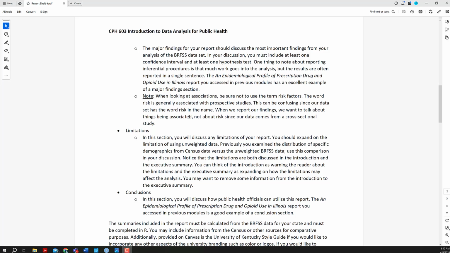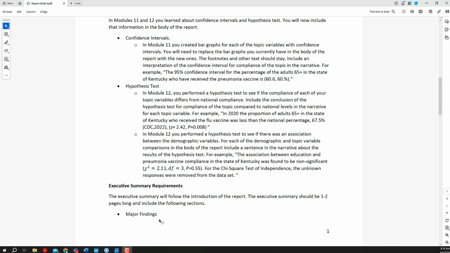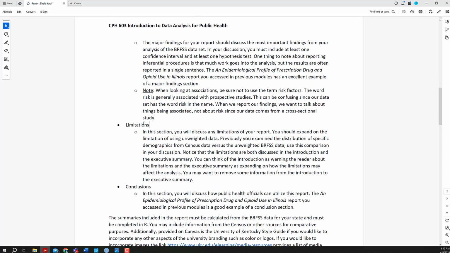And these usually occur in the report right after the introduction. So the idea is, if we think about how someone reads a report, they would read the introduction, then they would read the executive summary, and then if they want to dig deeper into the information, they want to see more of the analyses, then they would go on to read the body of the report. So the executive summary will be broken into 3 sections. There will be the major findings section, there will be the limitations, and then as well as the conclusion.